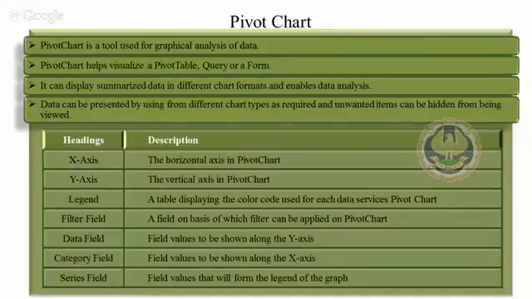Filter field, a field on the basis of which a filter can be applied on the pivot chart. Data field is where field values are to be shown along the y-axis. Category field, which is the field value to be shown on the x-axis. Series field, values that will form the legend of the graph. So that means whatever we see as the colored part is actually our series.